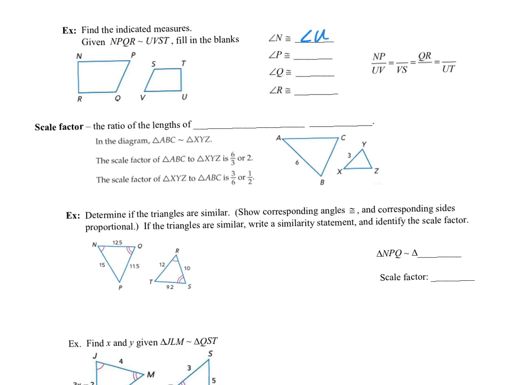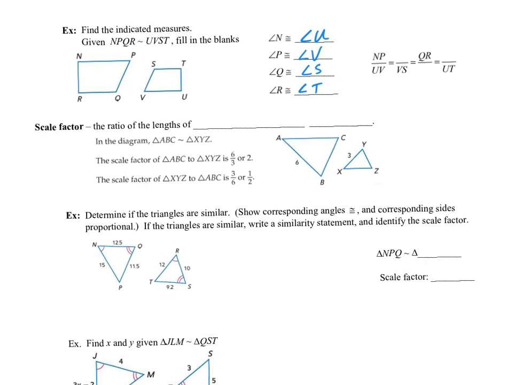Okay, and then angle P would be congruent to angle V. All right. Angle Q would be congruent to angle S. And then finally, angle R would be congruent to angle T. All right, so that's the first part of the definition of similarity. We know that all four pairs of corresponding angles are congruent, okay?